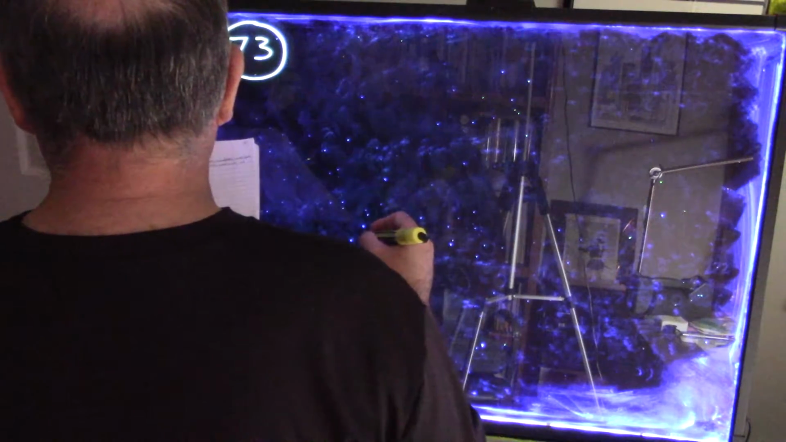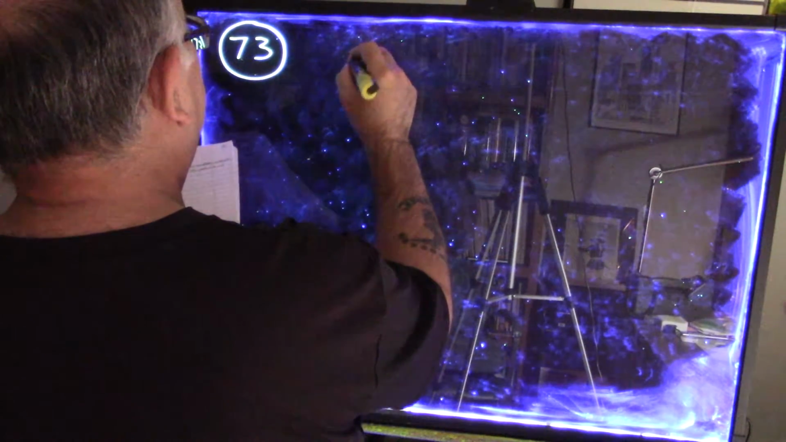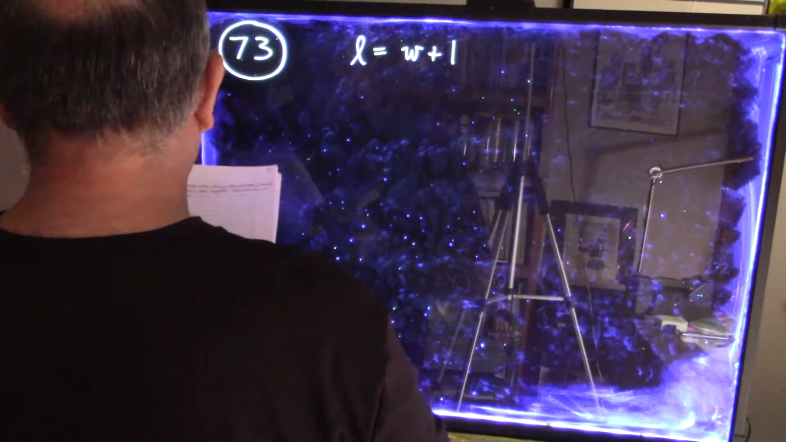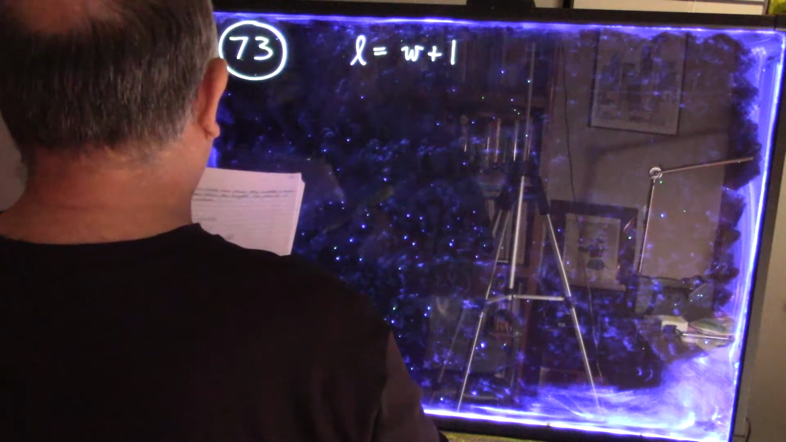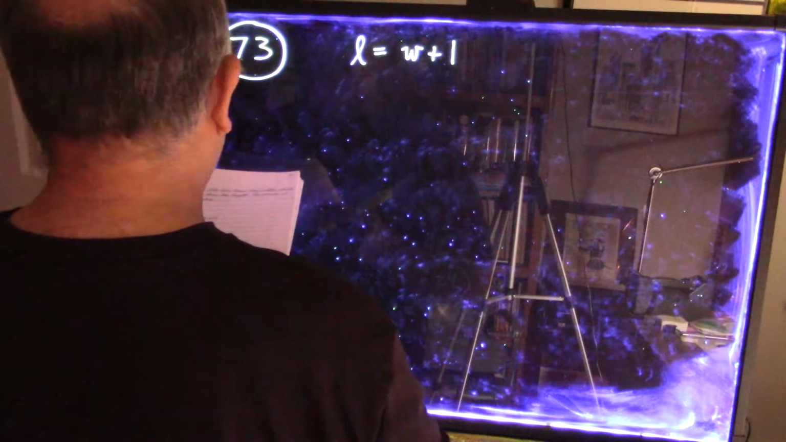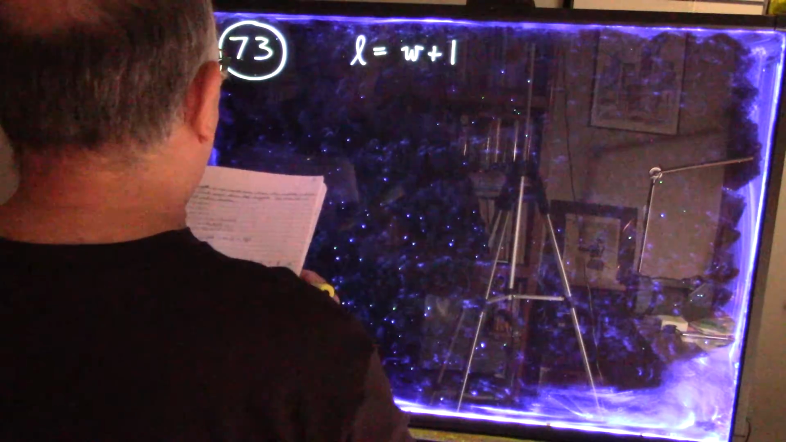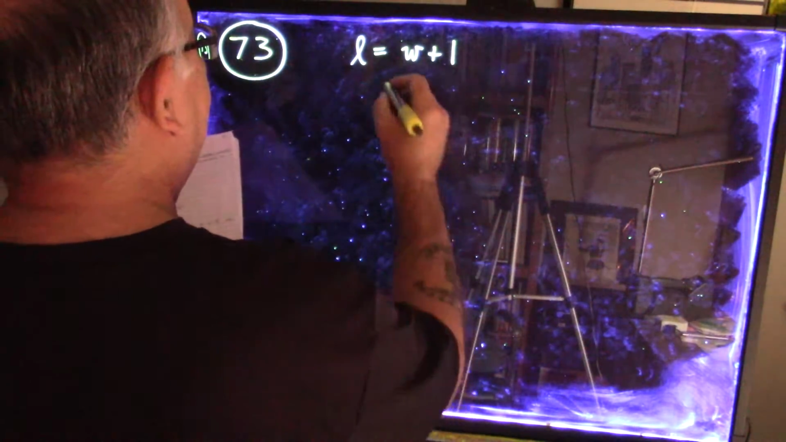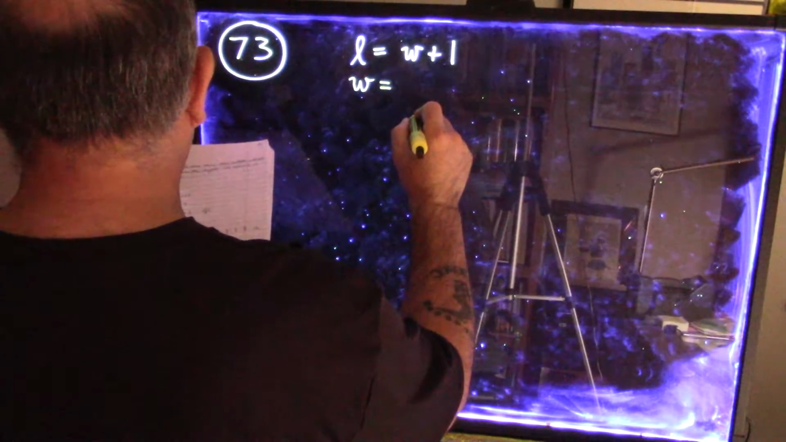Okay, 73. The length is 1 inch more than the width, which is 1 inch more than the height. The volume is 86.625 cubic inches. So the length is 1 inch more than the width. Length equals W plus 1. And the width, well, let's see. In other words, they're talking about the width. The length is 1 inch more than the width. The width is 1 inch more than the height. Okay, so W equals H plus 1.